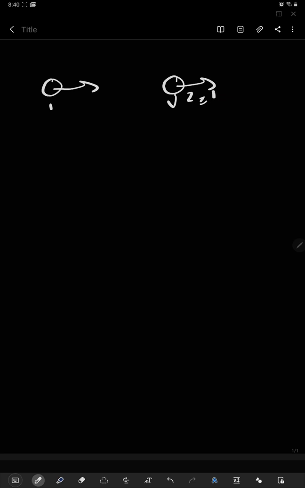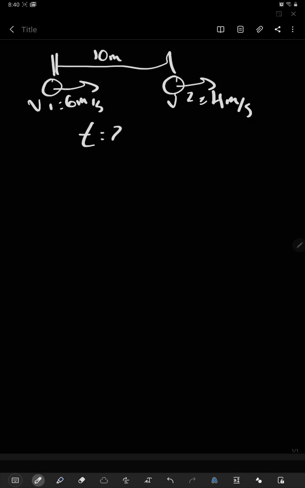So we'll make v2 4 meters per second, and we'll make v1 6 meters per second. I'm just making up numbers, but again, we can keep the distance the same, 10 meters. So now the question is, again, time. How long till contact? It's constant motion again. It's v equals d over t.